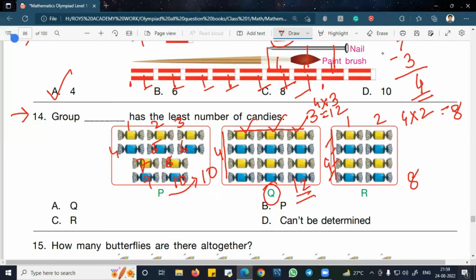So we have to say that the group R, which is option C, has the least number of candies. Okay. So C will be the correct answer here. Do you get my point, guys?